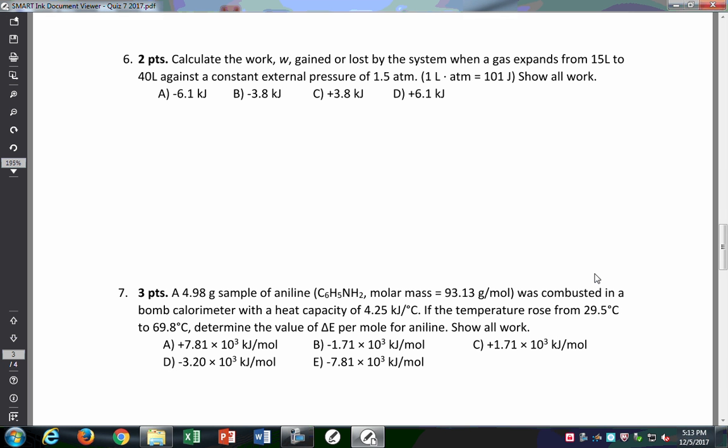So we want to calculate our work of the system. We know our initial volume is 15 liters. We say that our gas is expanding from 15 liters to our final volume of 40 liters. We also know that our work is equal to negative P delta V, and we're told our external pressure. That negative is important because the external pressure is, of course, the surroundings, but we want the work of the system. So that's why that negative sign is important.